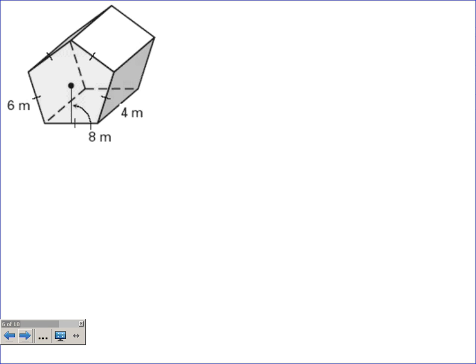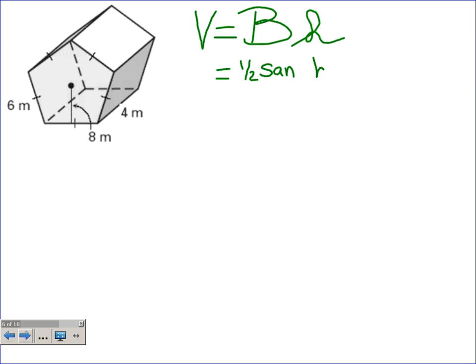Okay, what's this again? A pentagonal prism. Okay, so what's the base? What shape? It's a pentagon, right? So the volume equals the area of the base times the height. How do you find the area of a base of a regular pentagon? Well, that's going to be 1/2 times S times A times N. That's it right there.